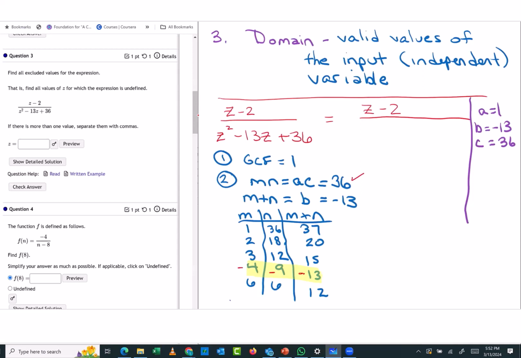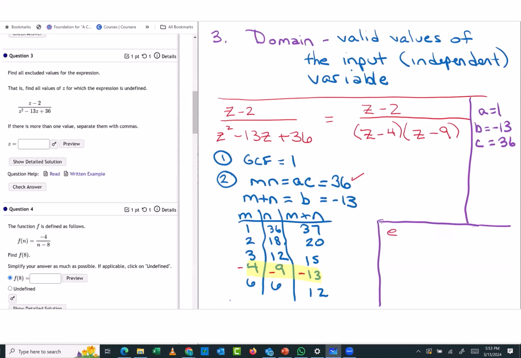Now I know my factors. My factors are z minus 4 times z minus 9. And now I can also see what my excluded values are. Because remember, I can never divide by 0.